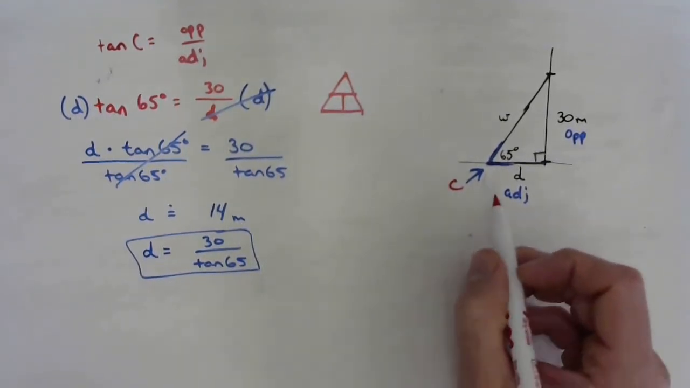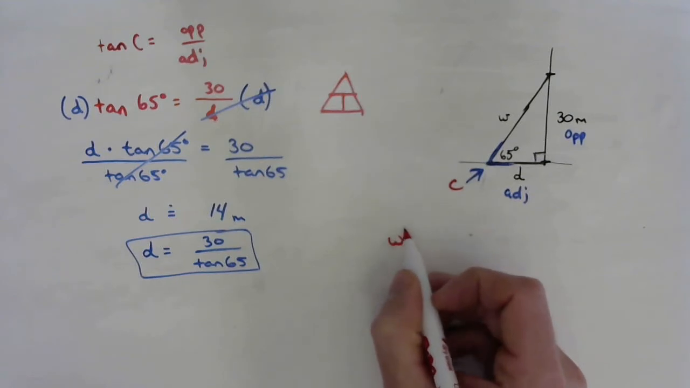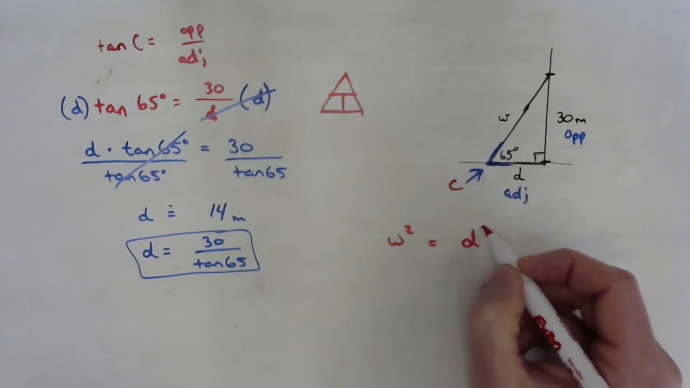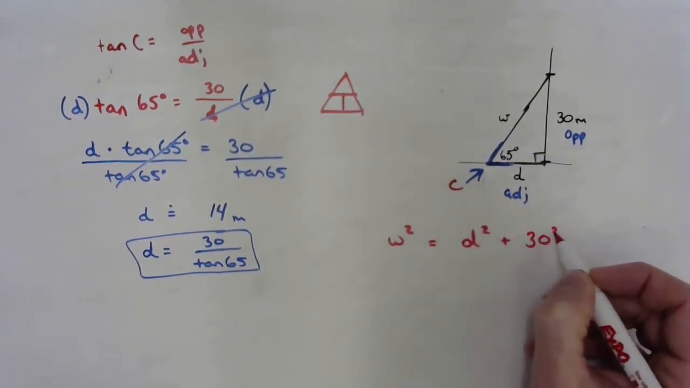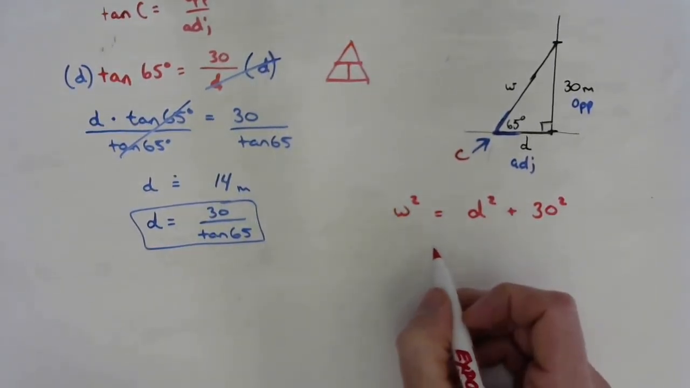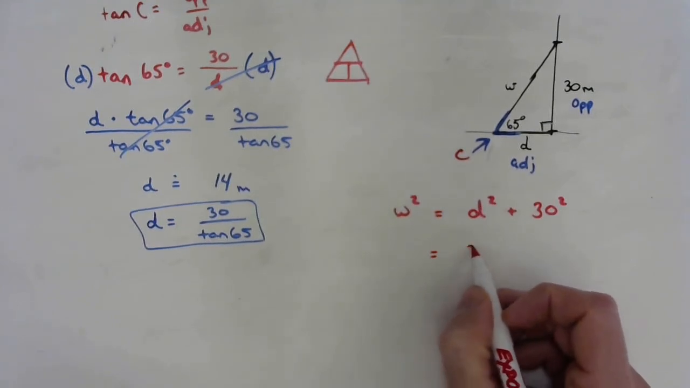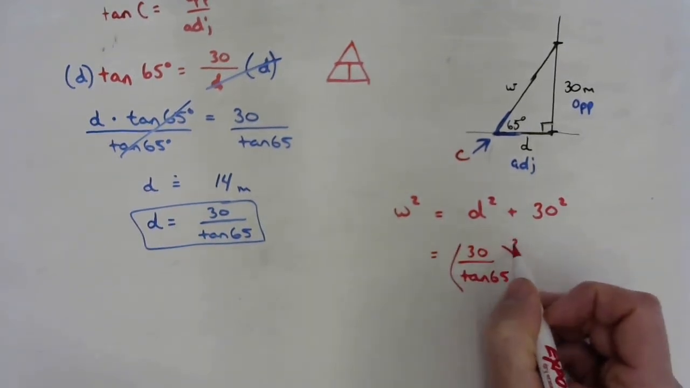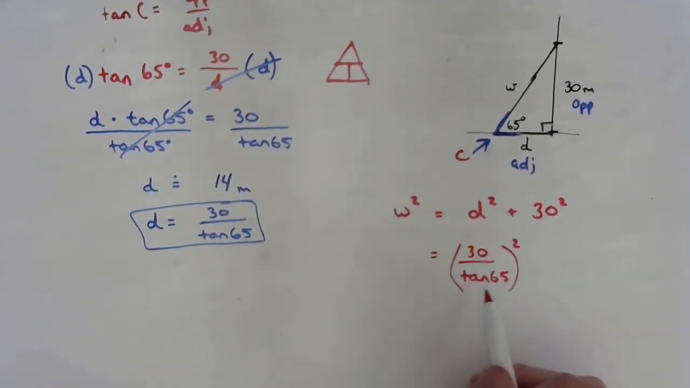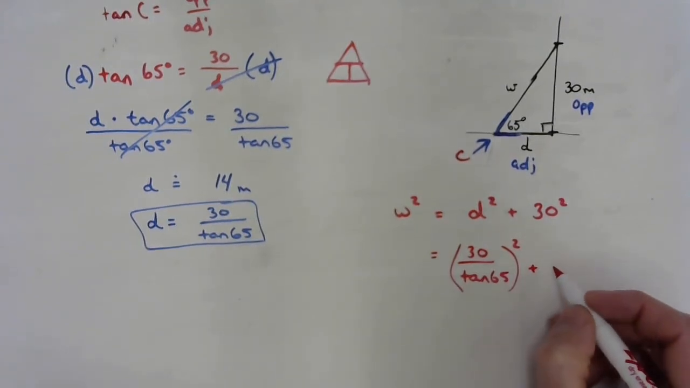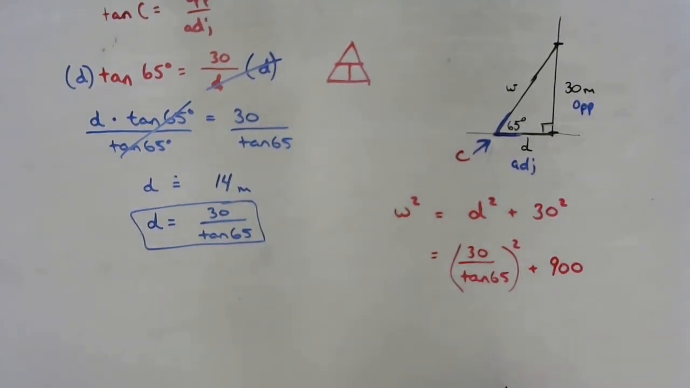Yeah, Pythagorean Theorem. So we've got w squared, which is our hypotenuse, is going to be equal to d squared plus 30 squared. Can we agree on that? Yeah. All right. Well, we know that d is 30 over the tan of 65. Again, when you're replacing something, don't forget that d is that. So that still has to be squared. 30 squared is 900. I can put that in right away. That one I can do in my head.